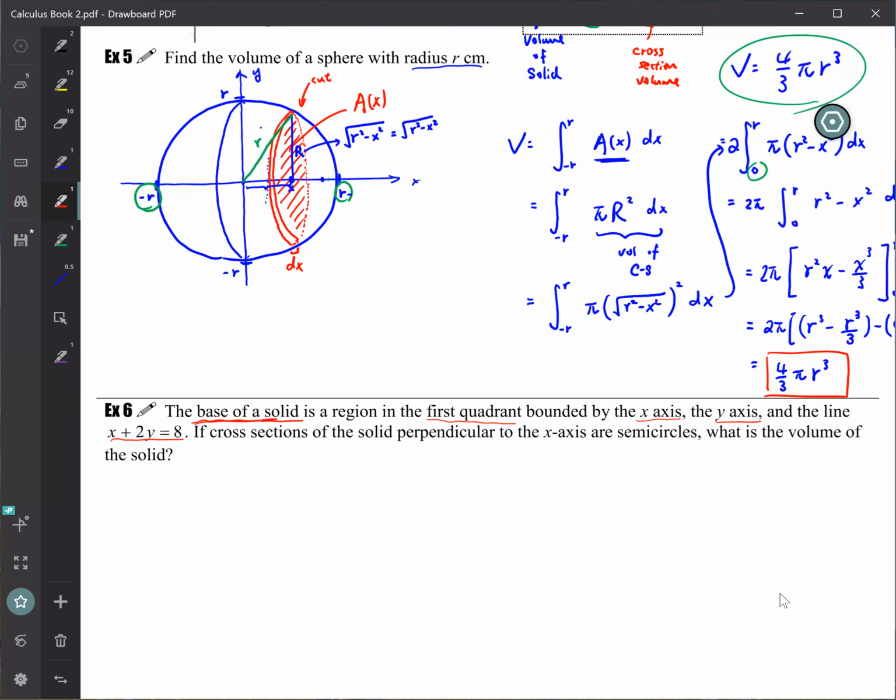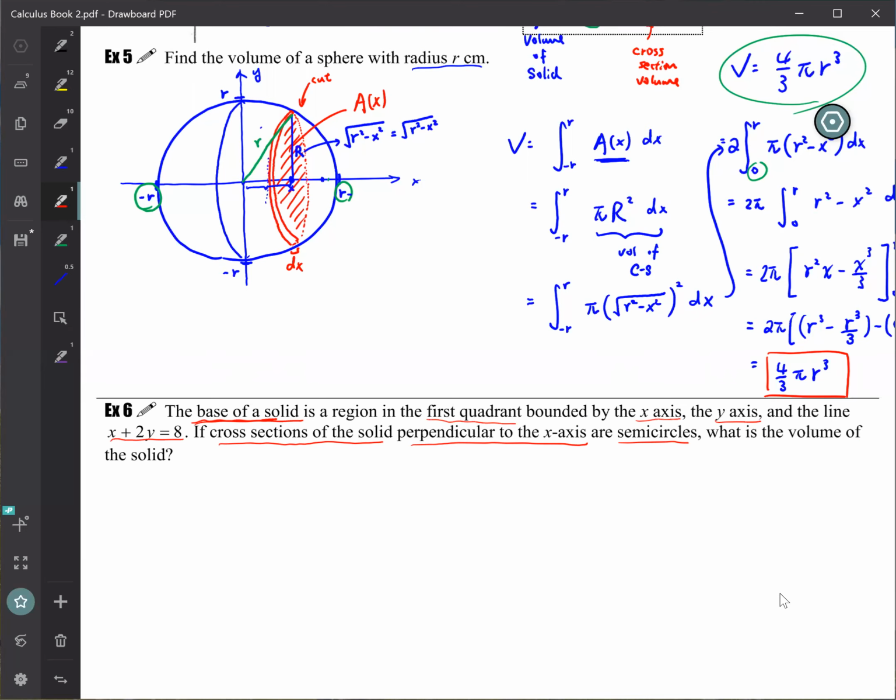X plus 2y equal 8, okay? And then the cross section of the solid is perpendicular to x-axis, and they look like semicircles. Okay, that's the hardest part to understand, right?